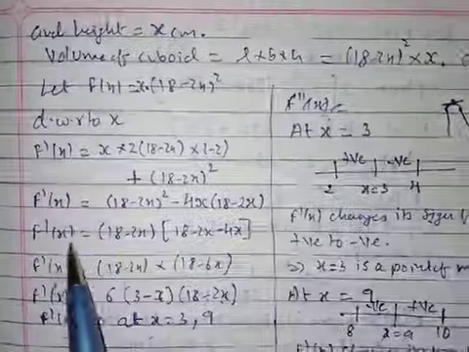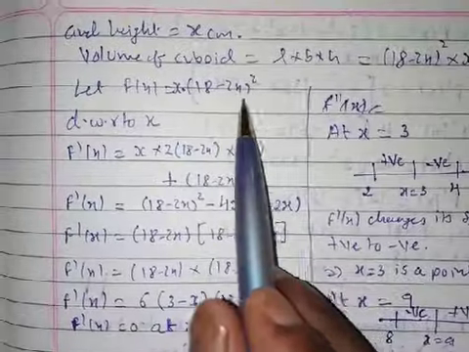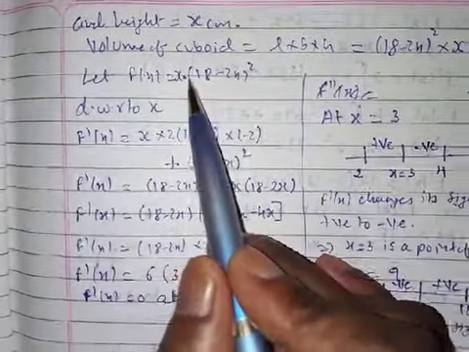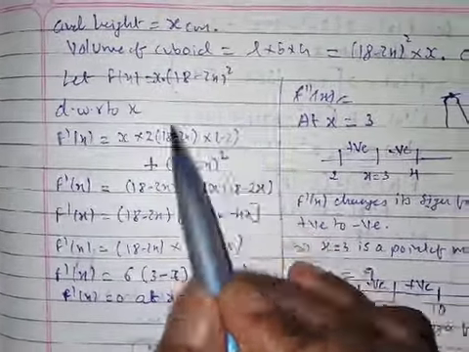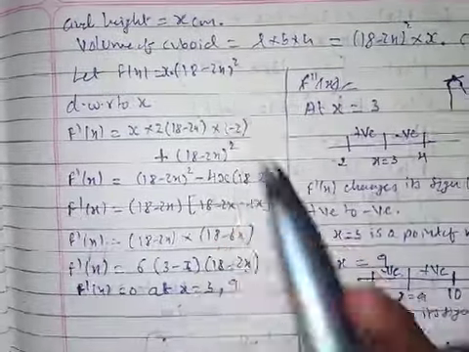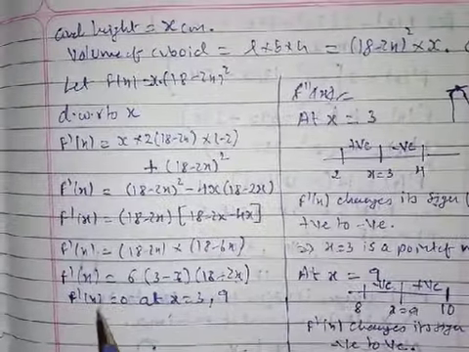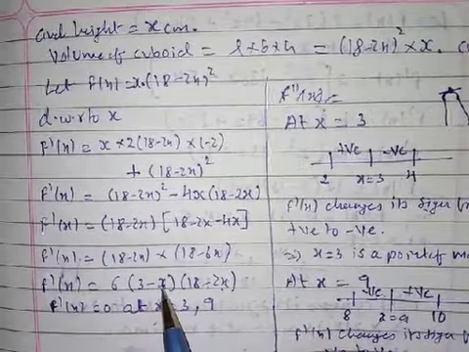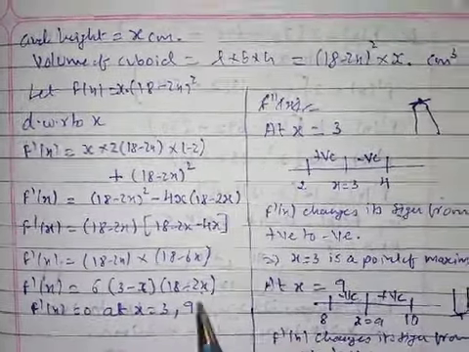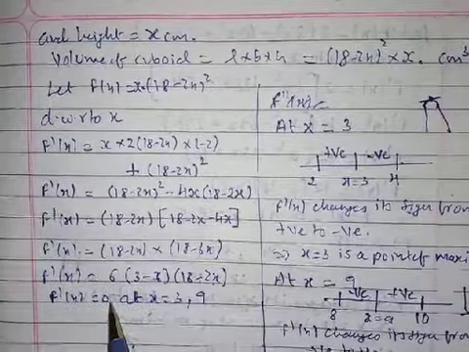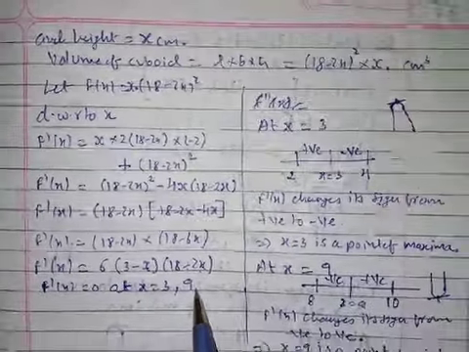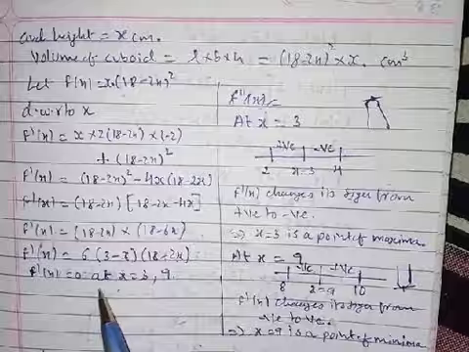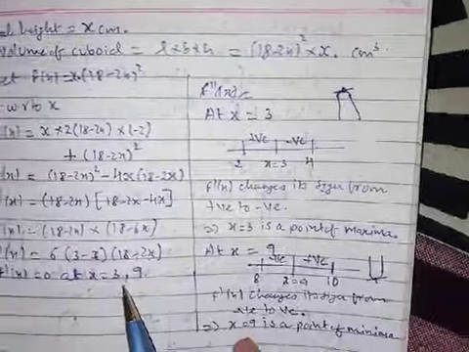Derivative with respect to x, u into v form you have to apply. Here u and v. Then with respect to power and interior also you have to take. So in that, what will we get as the answer? F dash of x is equal to 6 (x minus 3) into (18 minus 2x). F dash of x is equal to 0 at x is equal to 3 and 9. Okay, so we have to check at 3 and 9.